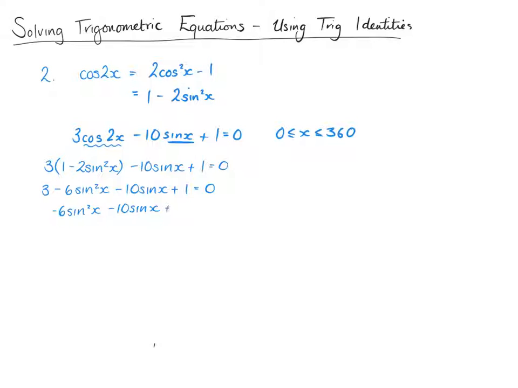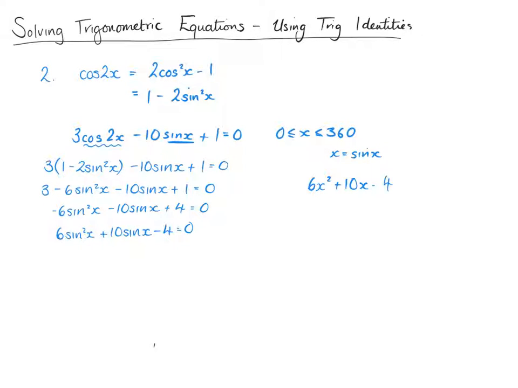3 plus 4 equals 0. Our sine squared x term is negative, we don't like that, so we can change the signs of everything as though we're moving it to the other side. So we get 6 sine squared x plus 10 sine x minus 4 equals 0. Okay, and then we can factorize that, so we get 6x squared plus 10x minus 4, replacing where x equals sine x.